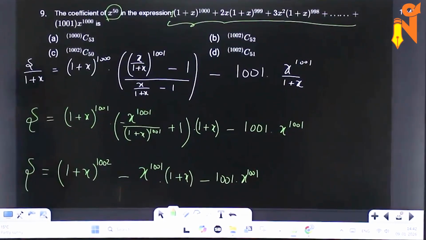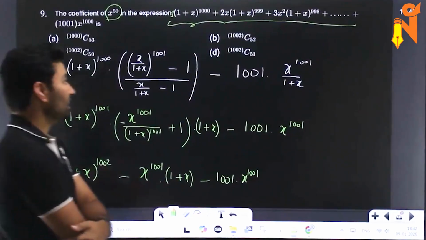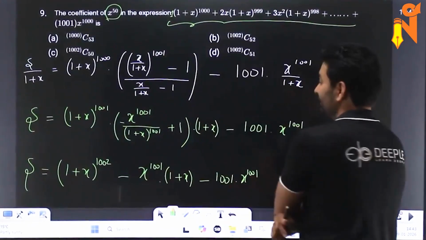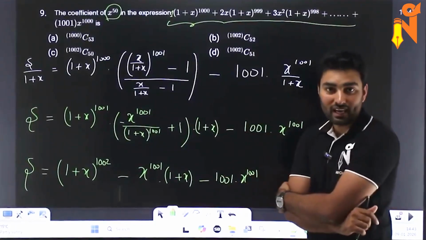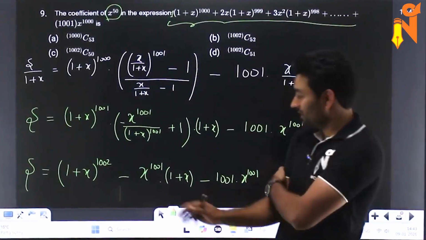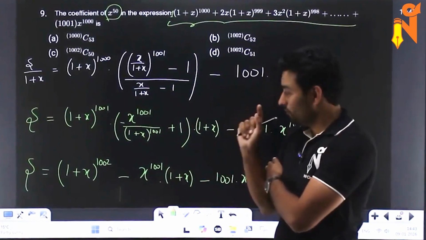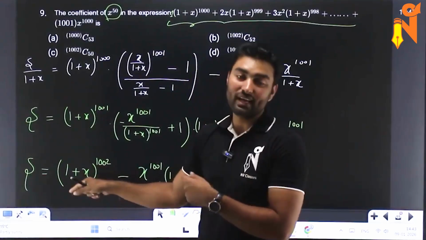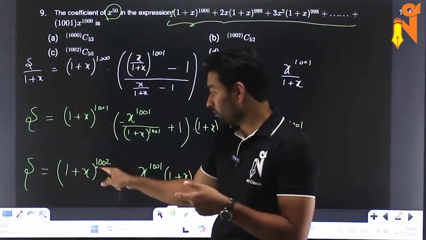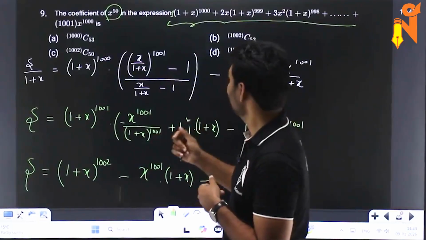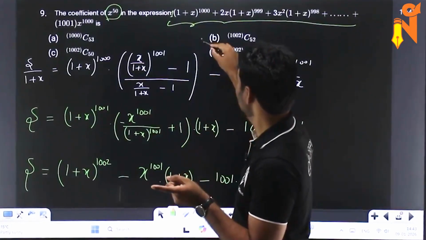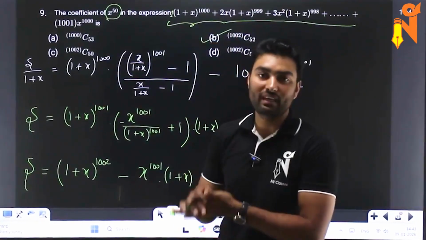What I want is the x power 50 coefficient. So x power 50 you will not get from here, obviously, very obvious. You will get it from here only. So the x power 50 coefficient is 1000 C 50. Again, a lengthy question but a very simple question of GP.